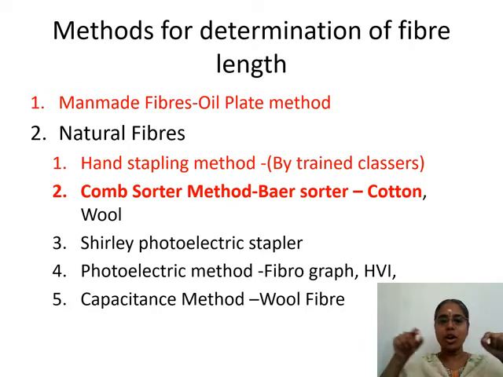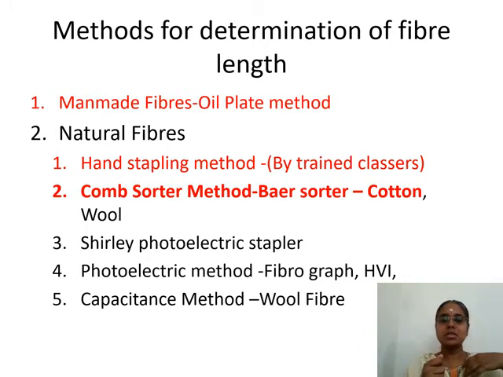The oil plate method means a plate in which you pour some oil. We'll see it later. Now you can see the importance of fiber length measurement for natural fibers, because there are many methods given. In earlier days, they were using the hand stapling method, wherein they will take fibers and hand staple it. They will draft it, double it, draft it, double it, and based on their previous knowledge, they will determine the length.